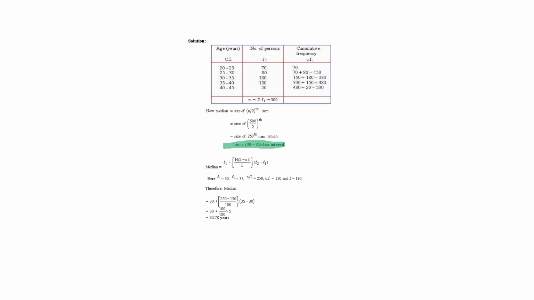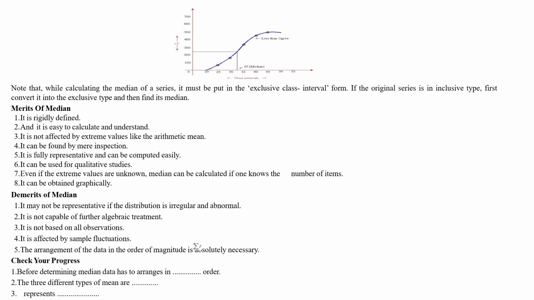Then n/2, the cumulative frequency, we got as 150. Then f is equal to 180, right? f is equal to 180. Then therefore the median is equal to this much, 32.78 years.